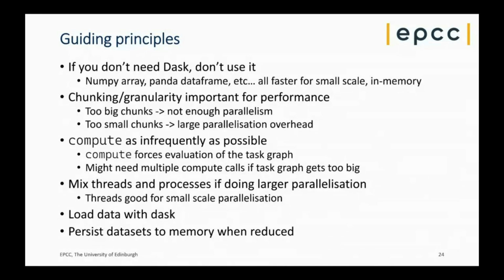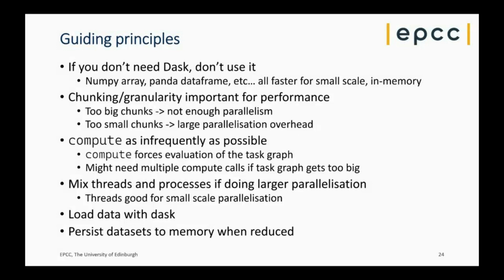Chunking and granularity is important for performance. So how you split your data up across workers and across available resources. If your chunks are too big, if I had a million by a million array and I split it up into 4 bits, that's probably not enough parallelism because I've not got enough workers to efficiently process it. But if I split my arrays up so each worker only gets one element of the array, that's probably too much parallelism. I'm going to have a large overhead for that. So there's a bit of tuning to do when you do a Dask parallelization to try and work out how big your chunk sizes should be to get you the best performance on a given system.